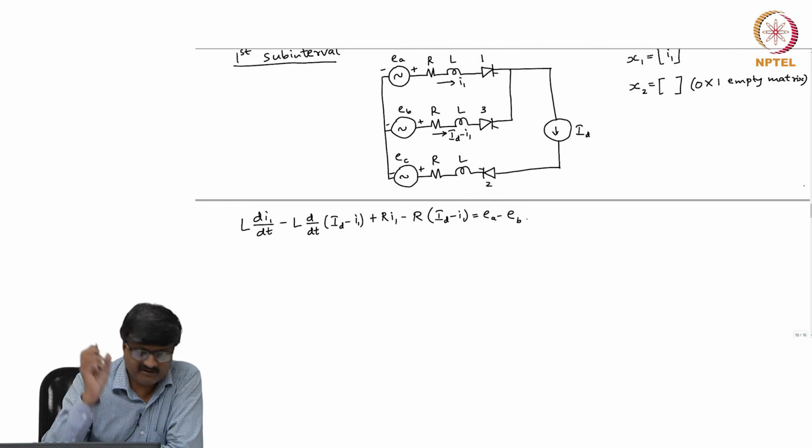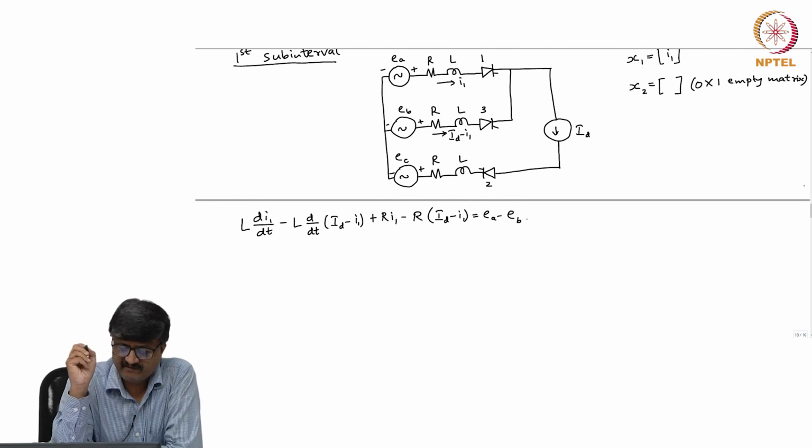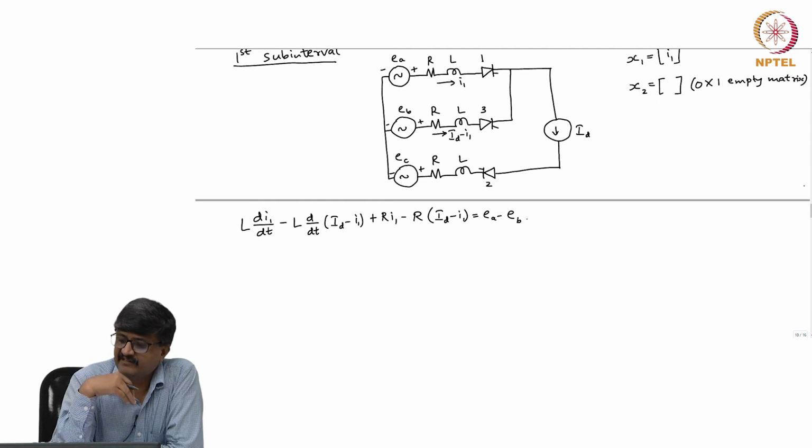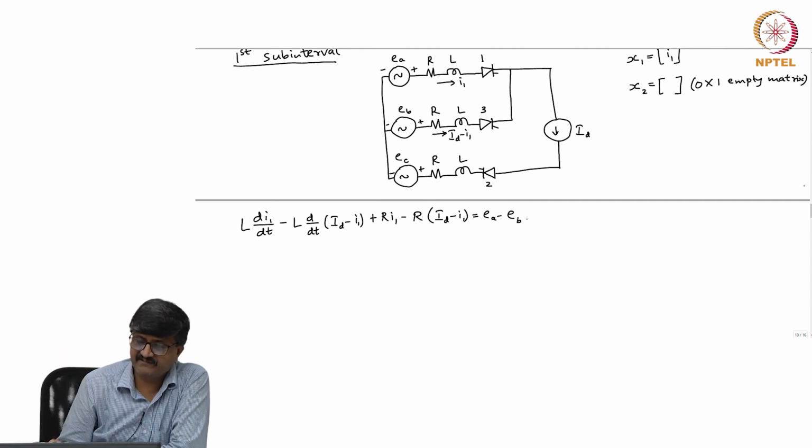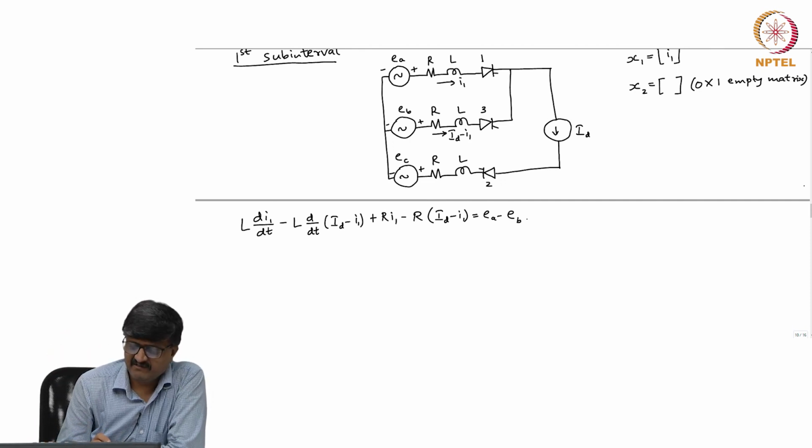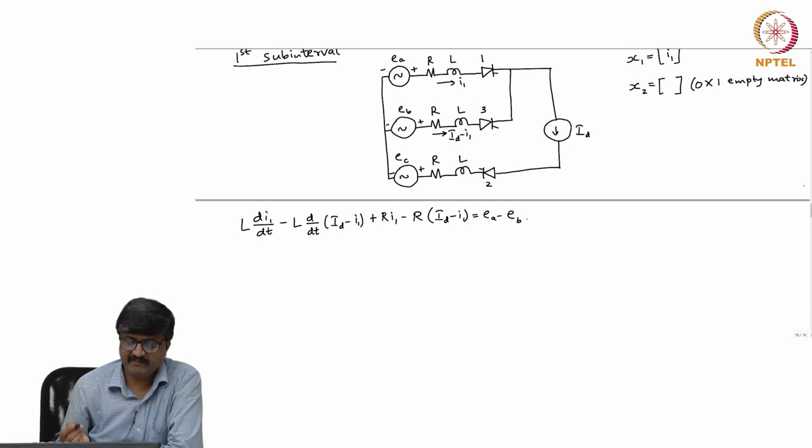So, I want to bring this to the standard form. The standard form is the first order derivative of the state variables on the left hand side and the remaining quantities on the right hand side. So, I 1 is the state variable. So, on the left hand side I should have d I 1 by dt.